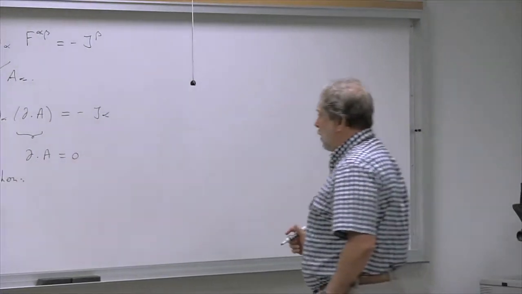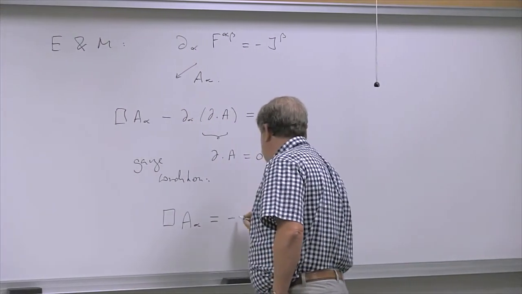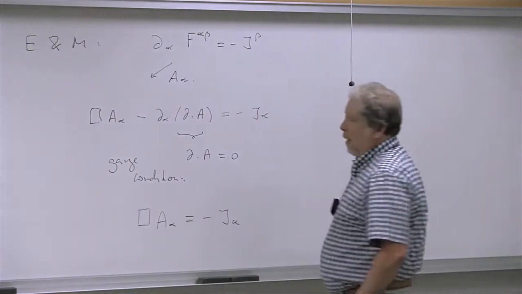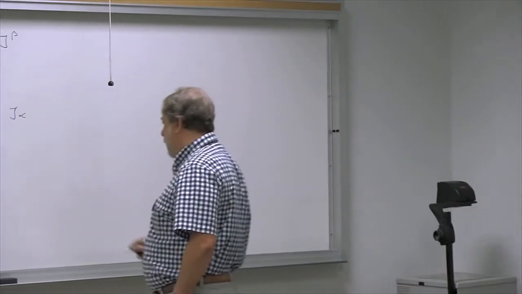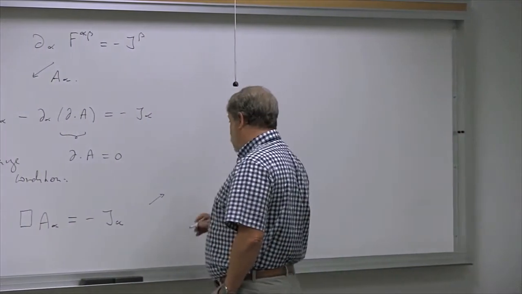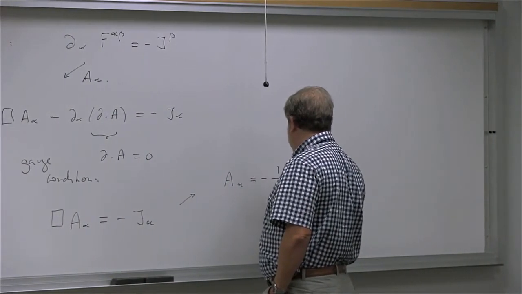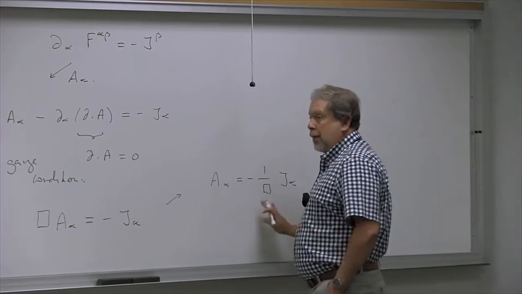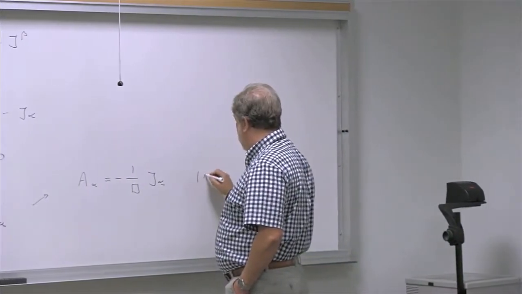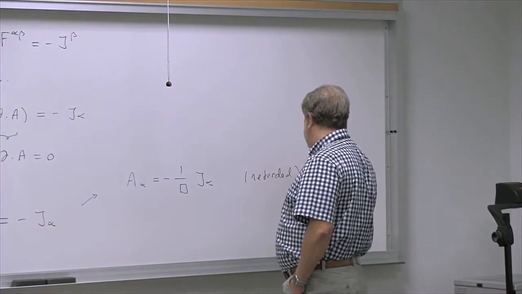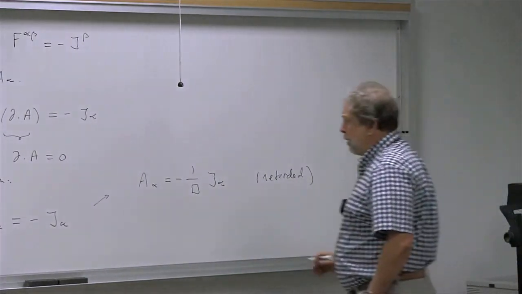And so as a result, we have just that box A alpha is equal to minus j alpha. And that is, of course, much simpler. We have just an ordinary wave equation with a D'Alembertian. And the solution is immediate because you can then write A alpha as minus 1 over box acting on J alpha. And this solves the problem completely. Usually one has to be careful because in this case one has to pick the retarded potential, so one has to pick the retarded part when you invert the D'Alembertian.